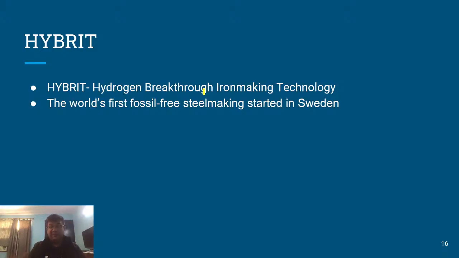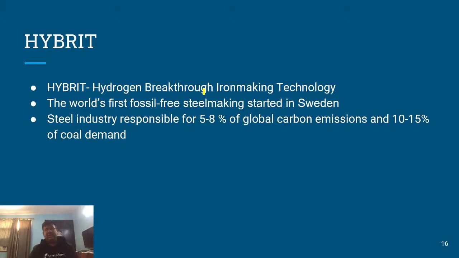Now it is fossil free. This is something which is very good for the environment, because obviously the steel making industry is one of the biggest constituents of carbon emissions worldwide. The steel industry is actually responsible for 5 to 8% of global carbon emissions. Now, this is massive. I've put a 5 to 8% range because it could vary from year to year, region to region. Also, sometimes the exact data is not available, which is why I've given a slightly broader range, 5 to 8% of global carbon emissions. It's also responsible for about a tenth to about a sixth, so 10 to 15% of the global coal demand.